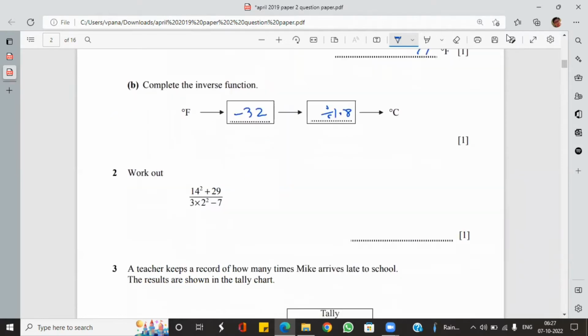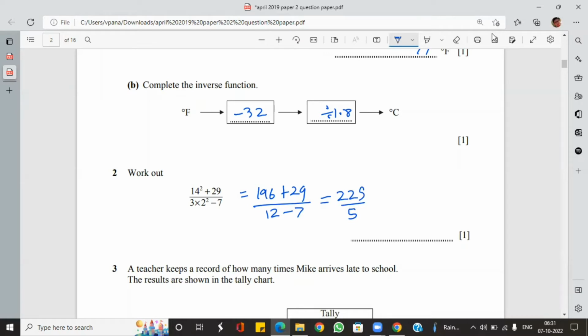Got it? Work out (14 squared plus 29) divided by (3 times 2 squared minus 7). 14 squared is 196, plus 29. 2 squared is 4, 4 threes are 12, 12 minus 7. 196 plus 29, you have 225. 12 minus 7 is 5, and 225 divided by 5, we get 45. So I did it here by mental calculation, you can use the calculator over here.